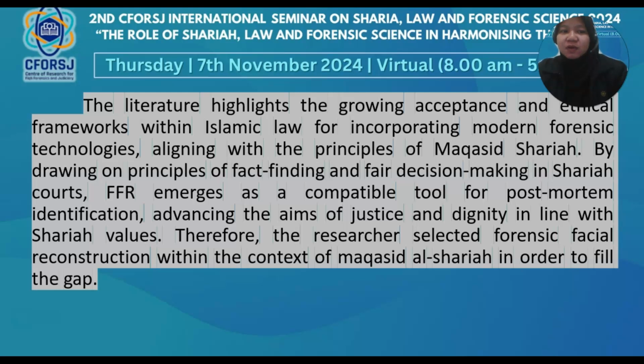By drawing on the principles of fact-finding and fair decision-making in Shariah courts, FFR emerged as a compatible tool for postmortem identification, advancing the aims of justice and dignity in line with Shariah values. Therefore, the researcher selected forensic facial reconstruction within the context of Maqasid Shariah in order to fill the gap.